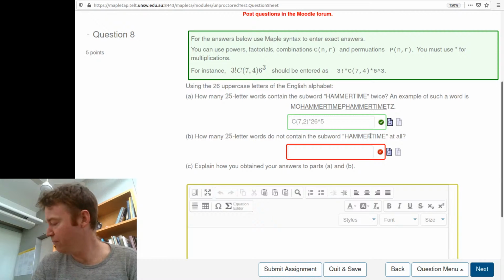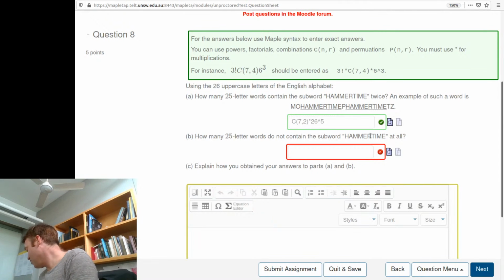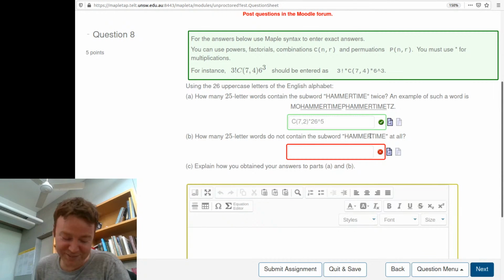Another cucumber. Don't eat the marble. Okay.